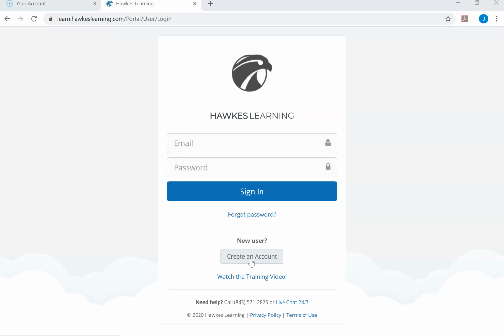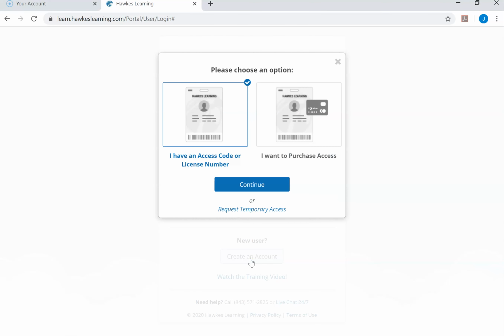If you haven't done it before, you would go to that learn.hawkslearning.com. This page pops up. You click create an account, and you get these options. The one on the left is I have an access code. That's if you bought the access code at the bookstore and they gave you a physical license code. That's where you would click there. If you haven't gone to the bookstore and purchased it and want to purchase it online through Hawks, you go to I want to purchase access and click on the right one.